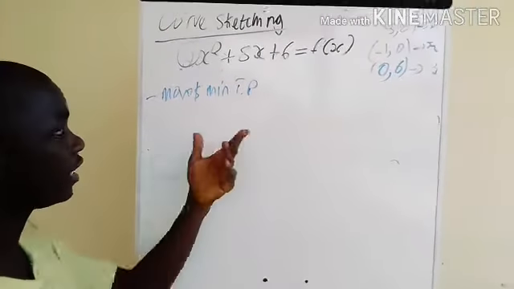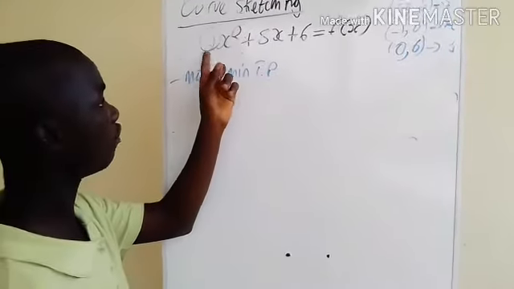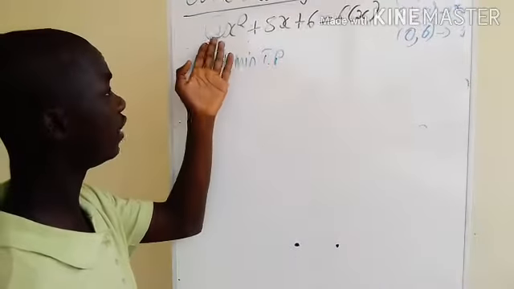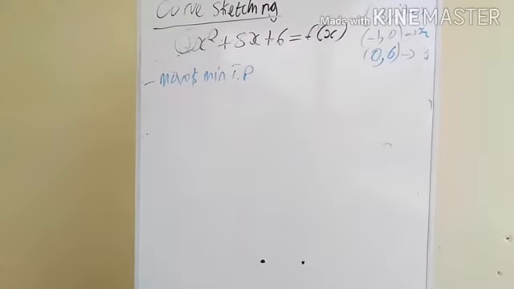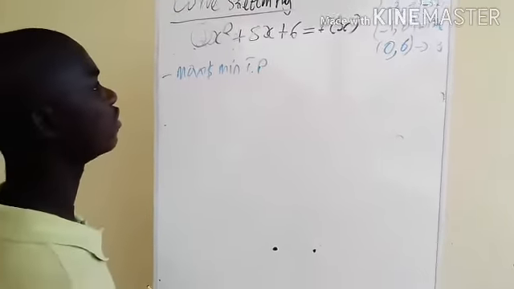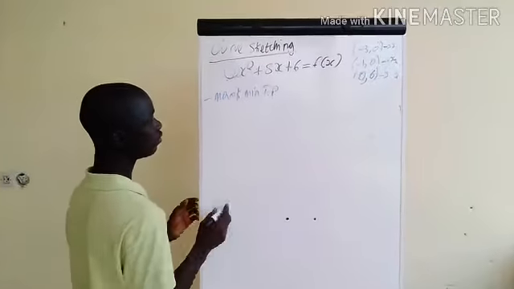Remember, as I told you, the curve having a maximum or minimum turning point depends on the value of a. You can clearly see the value of a is positive 2, so we'll look for the minimum turning point. There are basically two methods, but I'm going to show you one. You can easily find the maximum or minimum turning point here.